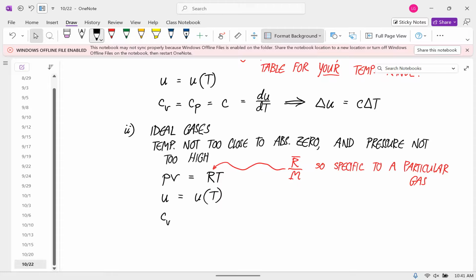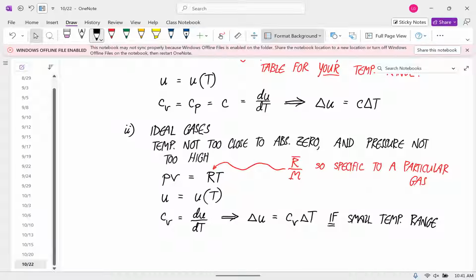We get that CV is equal to the total derivative of specific internal energy with respect to temperature, which does give us a way to calculate a relationship between a change in specific internal energy and temperature if you have a small temperature range. Anyone remember why this basically always works for liquids, but we have to be more careful about using it for gases?